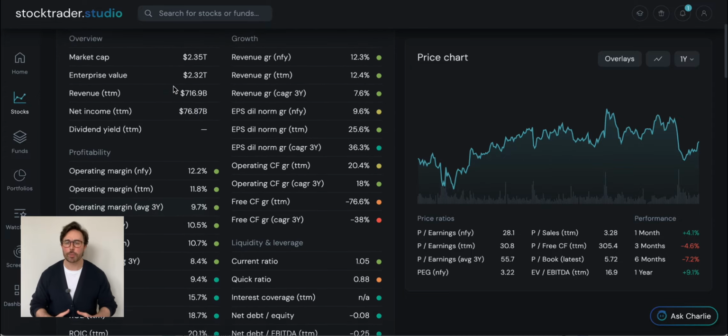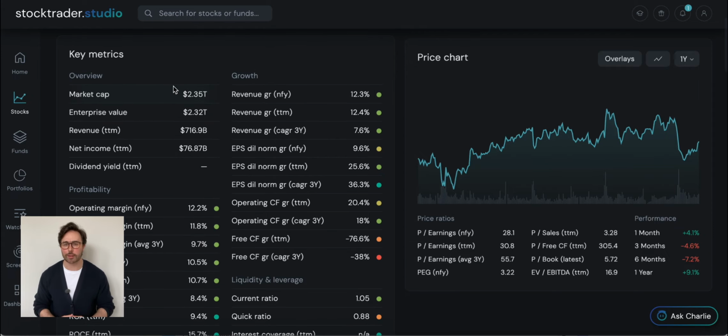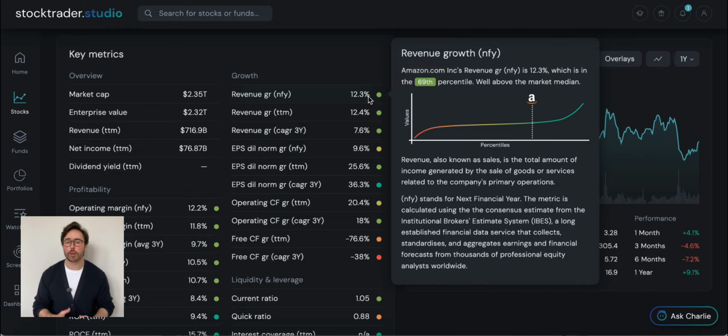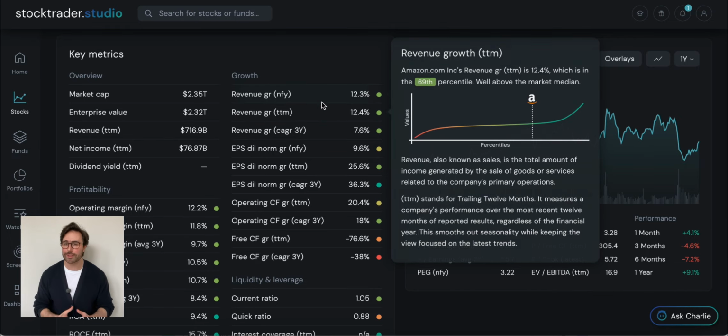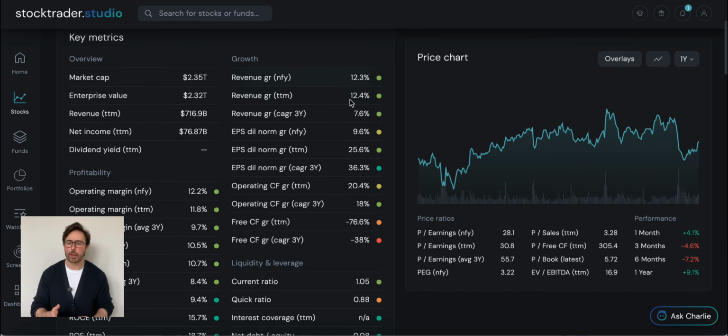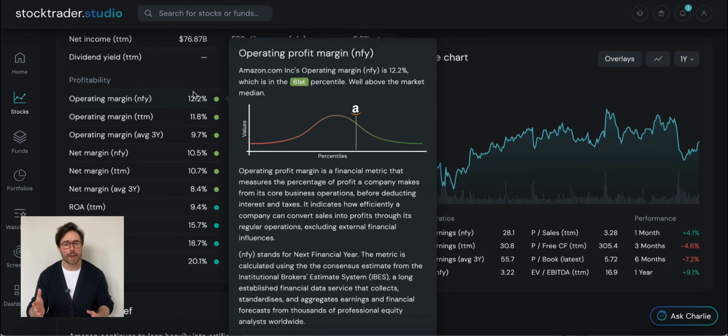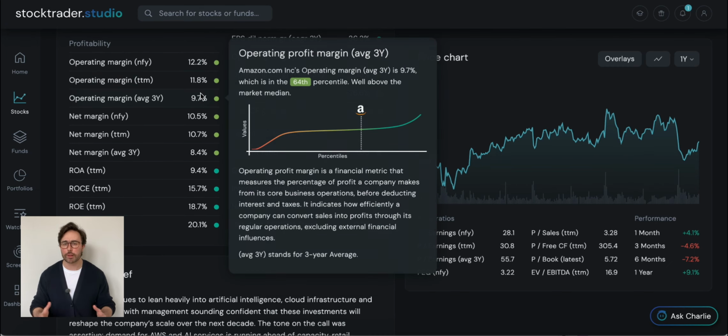Now, when checking these metrics for Amazon, there are 2 things that stand out to me. First, Amazon is expected to grow sales in the double digits. For a company this massive, bringing in nearly $750 billion, that is exceptional. Then, the operating margin has jumped to 12% compared to the 9.7% average over the last 3 years.